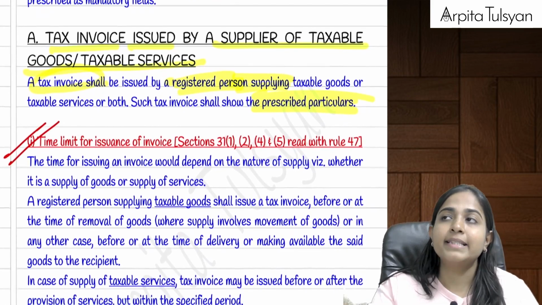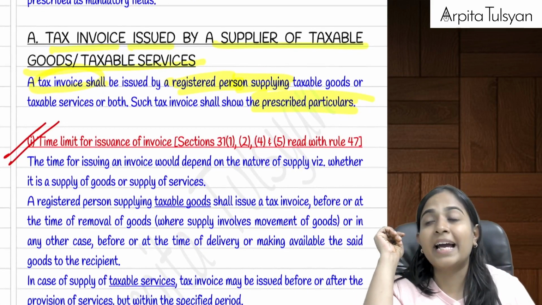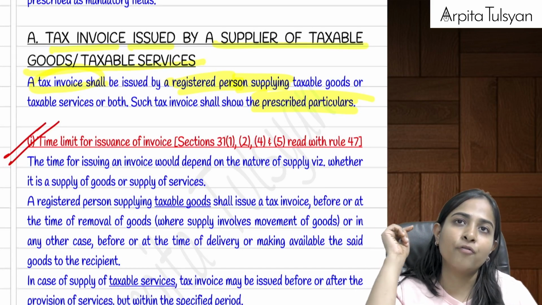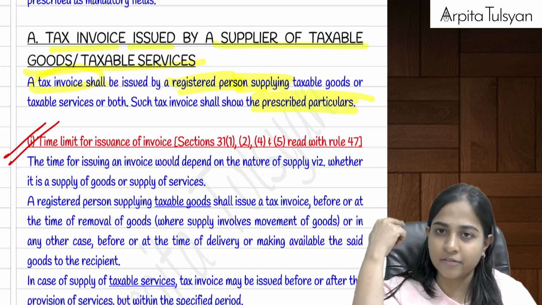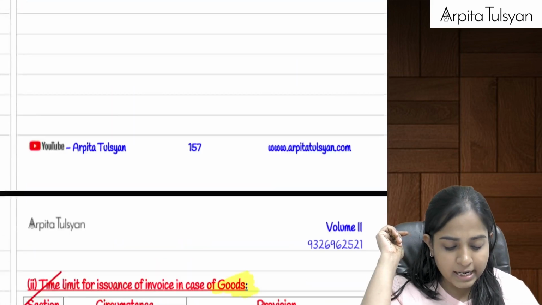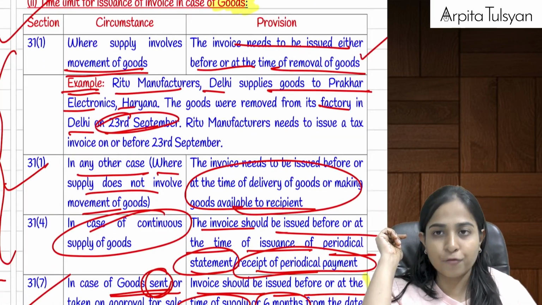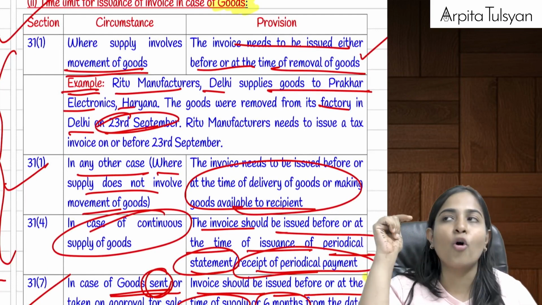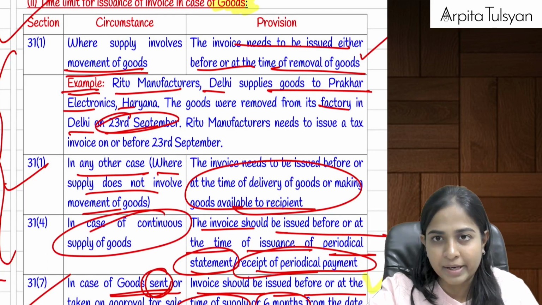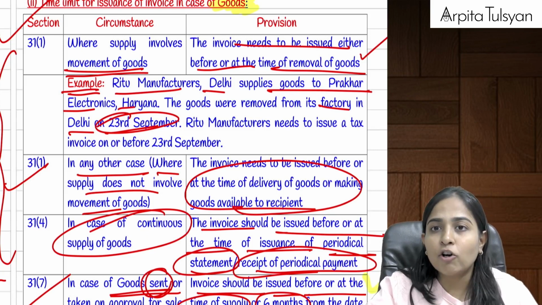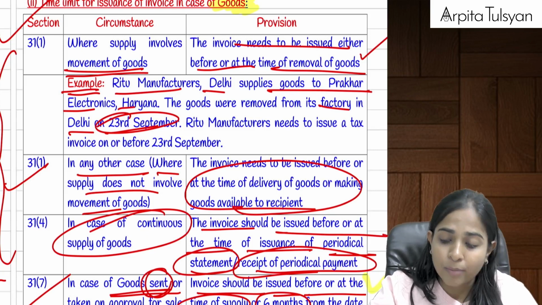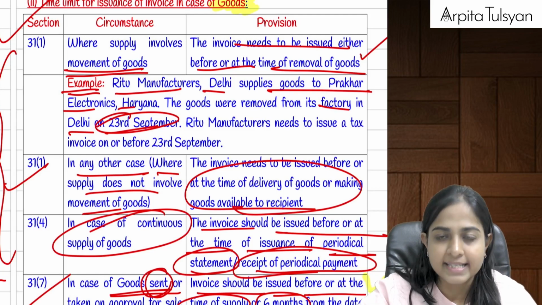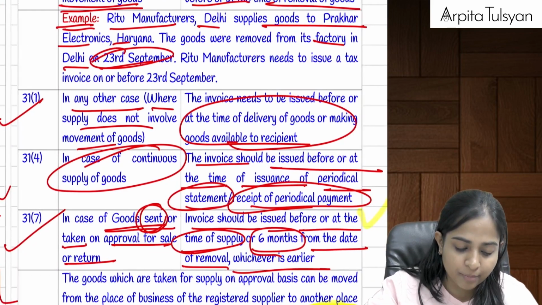Then we have already studied in our time of supply chapter the time period within which the invoice in case of supply of goods or invoice in case of supply of services must be issued. In case of supply of goods, whenever it involves movement of goods, the tax invoice should be issued on or before the goods are removed from our premises. But when it does not involve movement of goods, it should be issued on or before the delivery or before the goods are made available to the recipient.